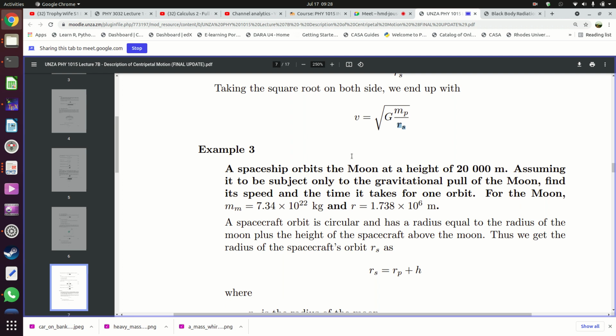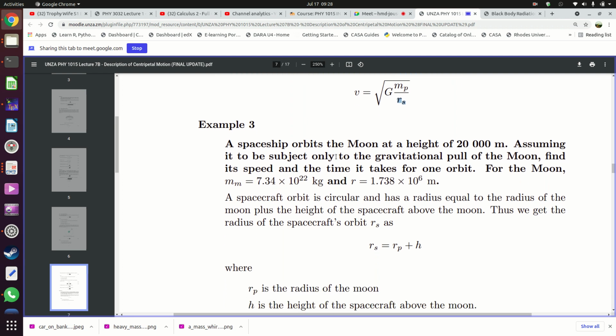Yes, sir. Okay, so here a spacecraft orbits the moon at a height of 20,000 meters, assuming it is subject only to the gravitational pull of the moon. Find its speed and the time it takes for one orbit. For the moon, the mass of the moon is 7.34 times 10 to the power 22 kg, and the radius of the moon is 1.738 times 10 to the power 6.